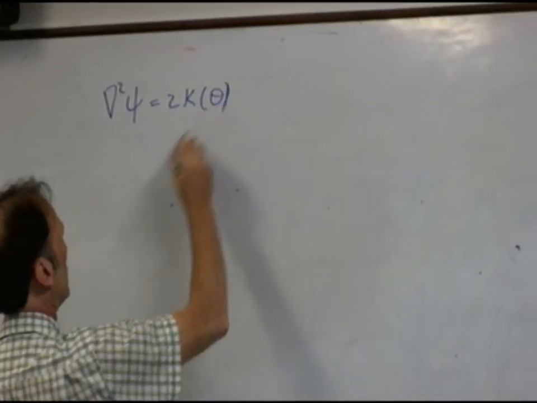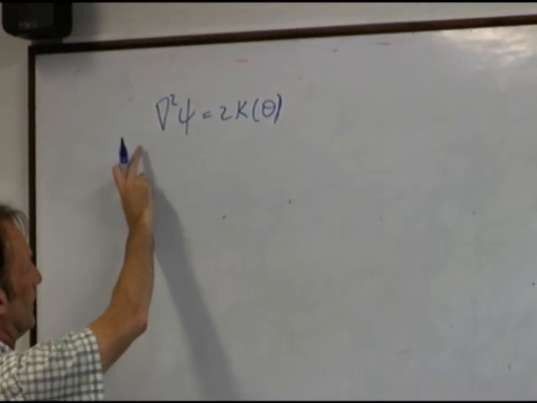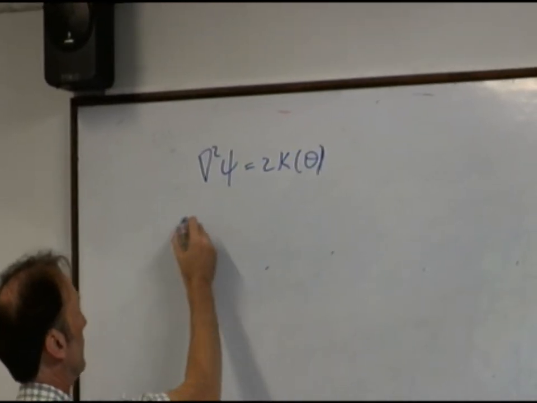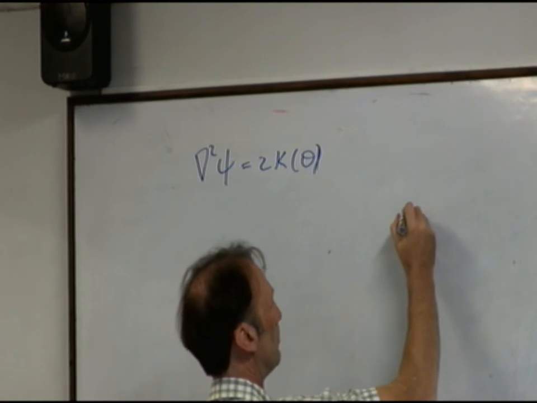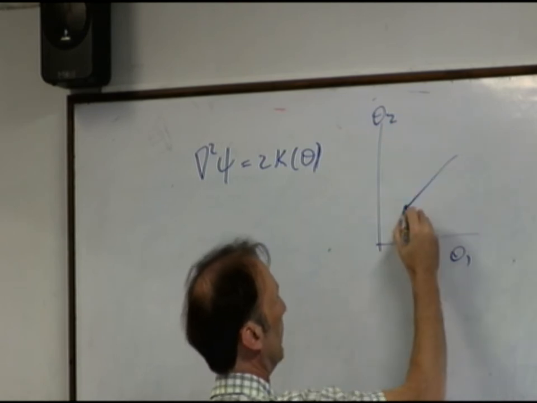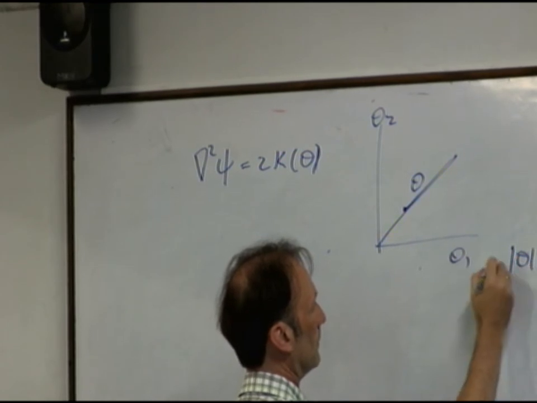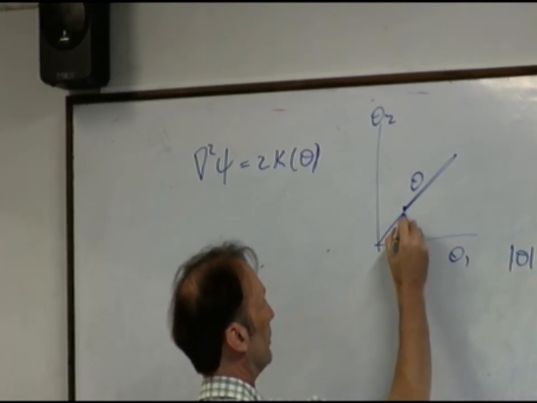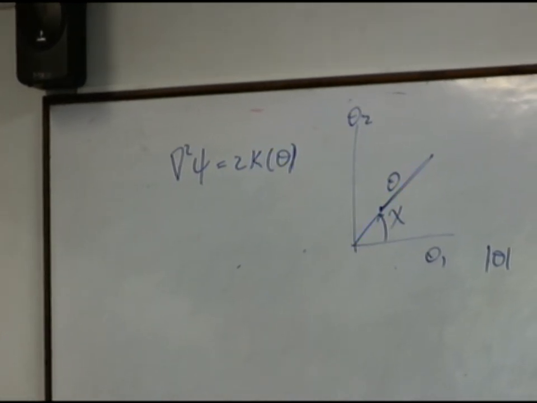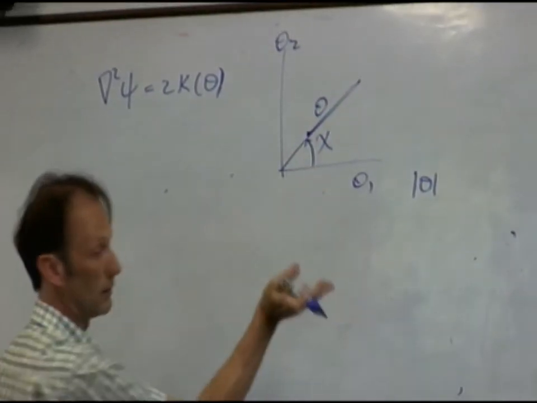So we have the Poisson equation for the lensing potential: del squared of the lensing potential is twice the surface density. Let's take polar coordinates because everything is symmetric. In the θ1, θ2 plane, I'm now going to define coordinates theta, which is the modulus of the vector, and the polar angle chi. It's a bit confusing. It's just polar coordinates: distance to the center of the lens, and angle.